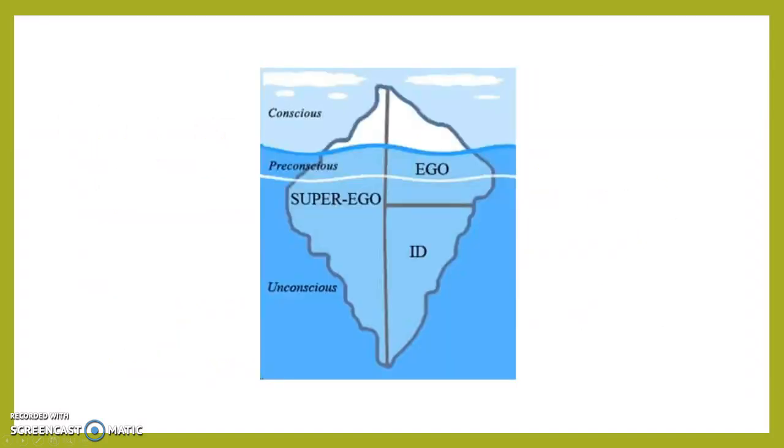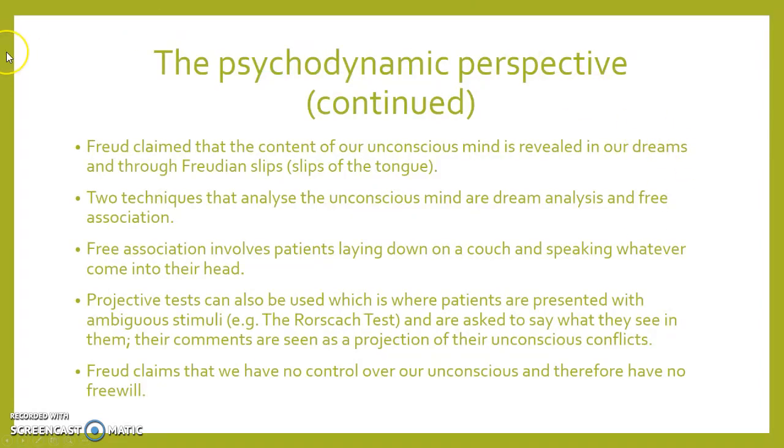And here's a little visual representation of the id, the ego, and the superego, which I'll talk about in a second, and the conscious, the preconscious, and the unconscious, which I just talked about. So Freud claimed that the content of our unconscious mind is revealed in our dreams and through Freudian slips, which are slips of the tongue. 2 techniques that analyse the unconscious mind are dream analysis and free association, which you may be familiar with from A2 psychology in the mental health bit, I believe.